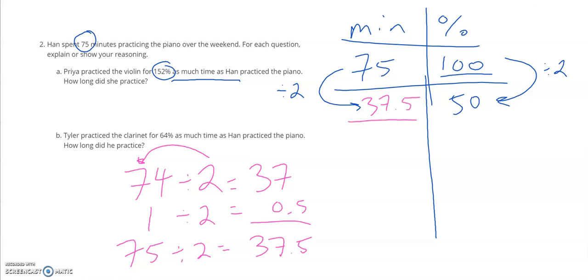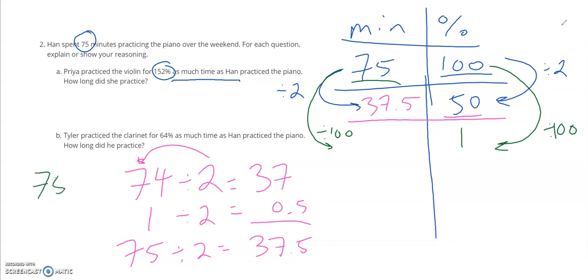37 and a half. So now we have 100%, we have 50%, we need 2% more. Remember that to find 1% of anything, we just divide it by 100. So here's our 100%. We're going to divide that by 100, and we're going to get 1%. 75 divided by 100 is 75 100ths. Let me write that again.